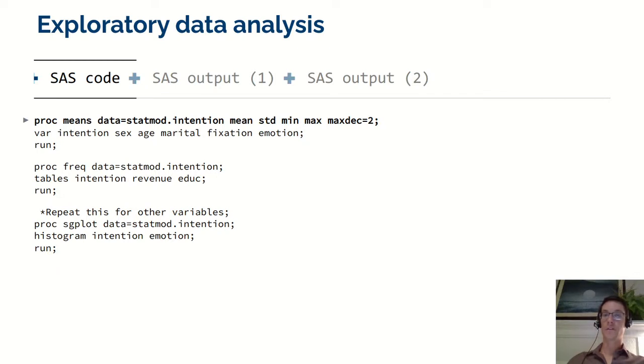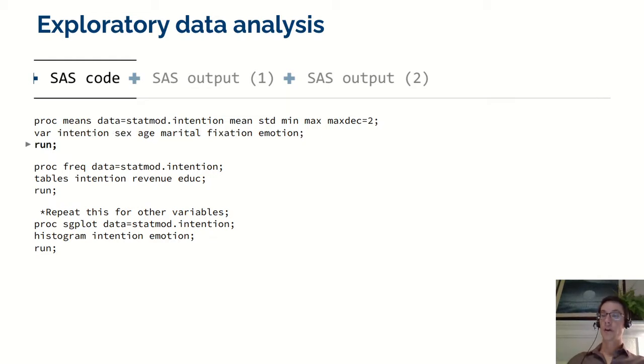So proc means, that's a call. Don't forget the semicolon at the end of every line in SAS. Next, you specify the variables you want the summary statistics for. So here it's all of them: intention, sex, age, marital, fixation, emotion. And finally, we run the procedure.